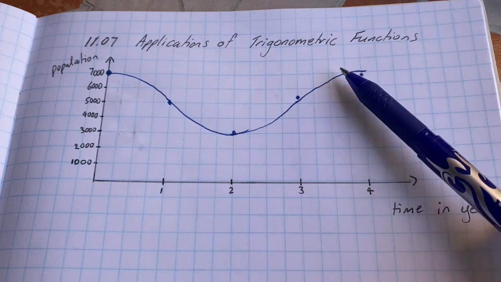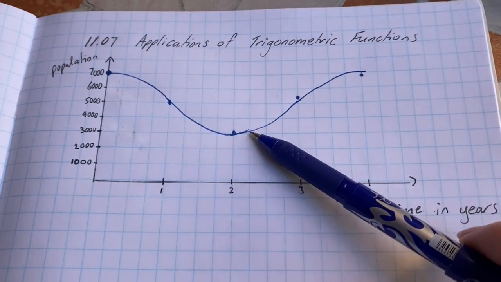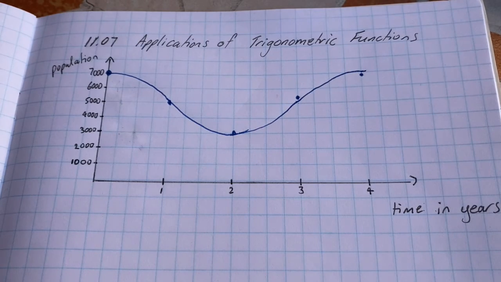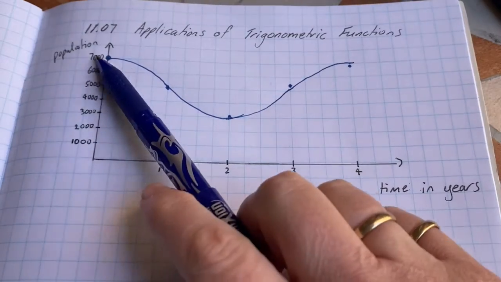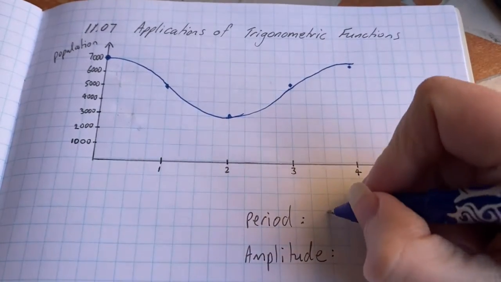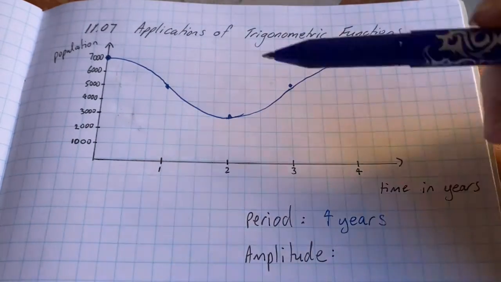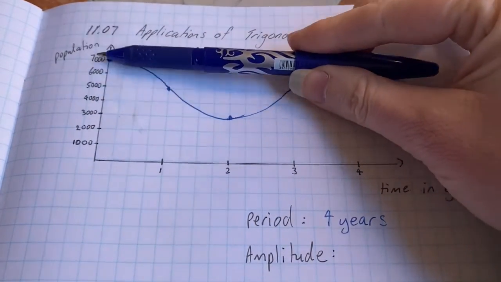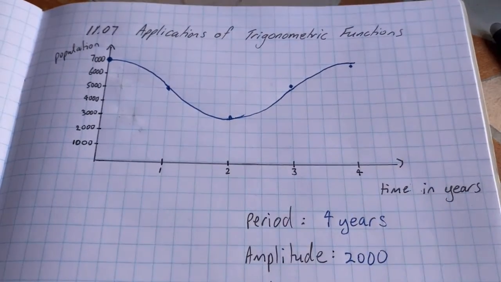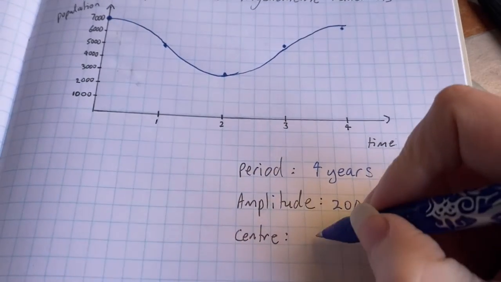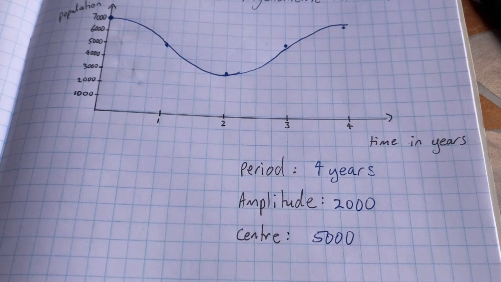When the food starts to run out, the population starts to reduce, but when there's not much food, the population can thrive again. So we get this cosine curve. So we can see here the period is actually 4 years. And the amplitude, remember, from the center up is around about 2,000. The center is at 5,000. Now we can use that information to actually write an equation.